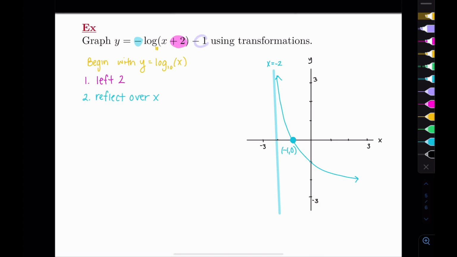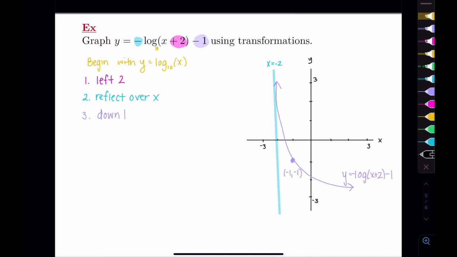And then last but not least, we have this -1. That's addition and subtraction at the end. That -1 tells us we go down 1. Okay. When I move the vertical asymptote down, it's still going to be in the same spot. Really, the only thing that changes is this point moves to -1, -1. And then the graph is still the same. It's just been shifted down 1. So this is our graph of negative log of x plus 2 minus 1.